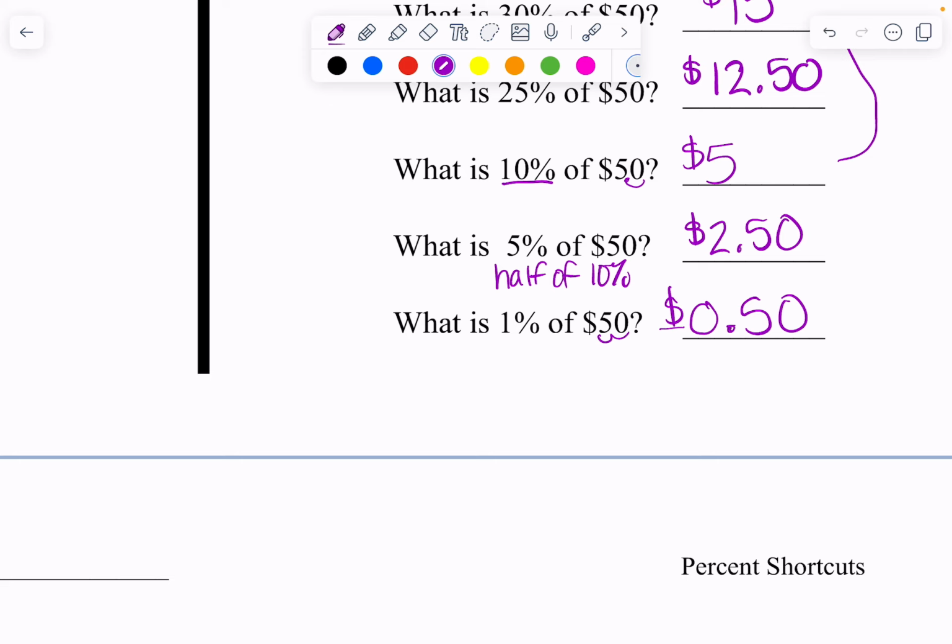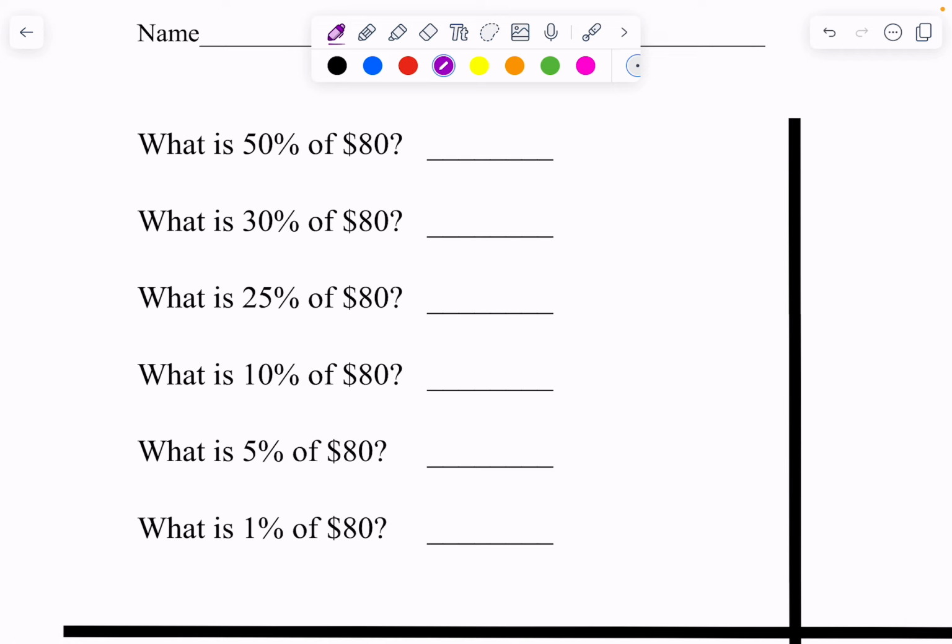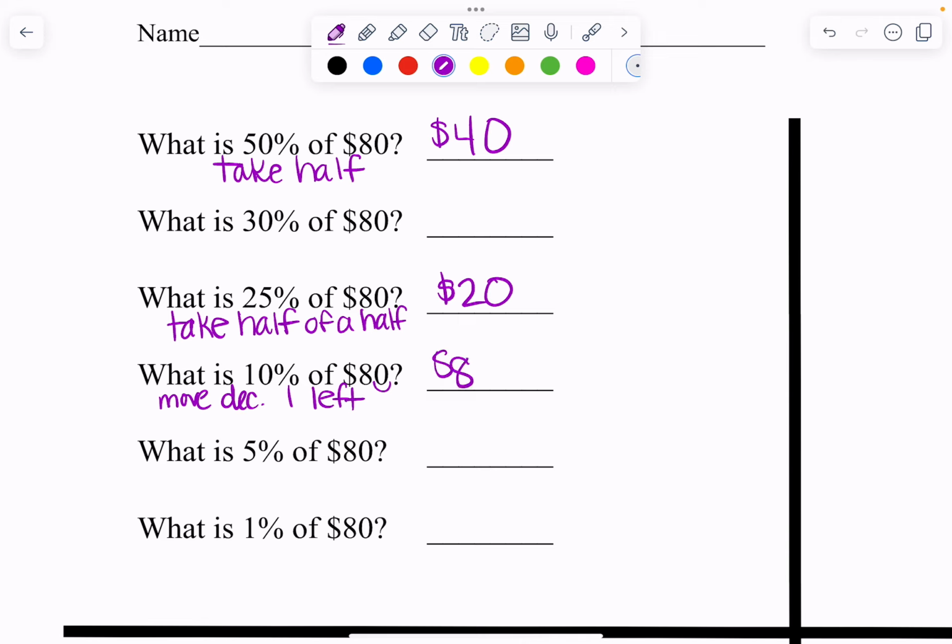All right, so let's look at another example. 50% of $80, so half of 80 is going to be 40. And then I usually do 25% after that. So remember, 25% is half of 50%. So take half of a half. So half of 80 is 40, half of that is 20. 10% of 80, move your decimal 1 place to the left. So that's going to be $8.